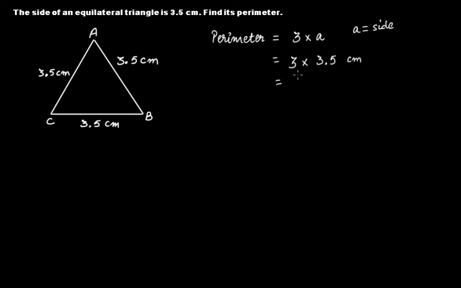Now if you multiply 3.5 with 3, then 3.5 multiplied by 3: 3 times 5 is 15, and 9 and 10. Now how many digits do we have to the right of this decimal point? Only one, so this will be 10.5. So your answer will be 10.5 centimeter.